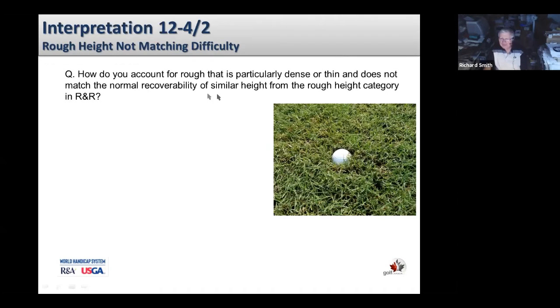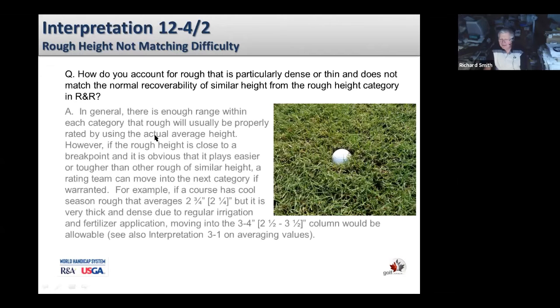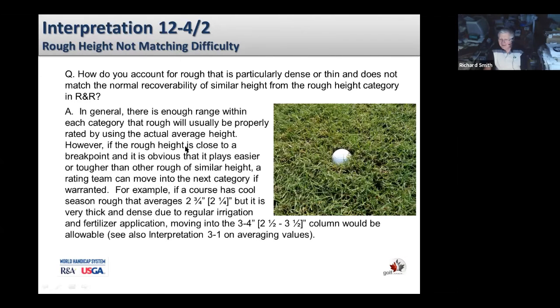Interpretation. How do we account for rough that's particularly dense or thin? Well, if there were no tweener table value available between one column and the next, you might move all the way to the next adjacent column to reflect the more difficult rough, where the ball tends to sit down in the rough, where the rough is thick and gets a lot of water, and it's hard to get the club head through.